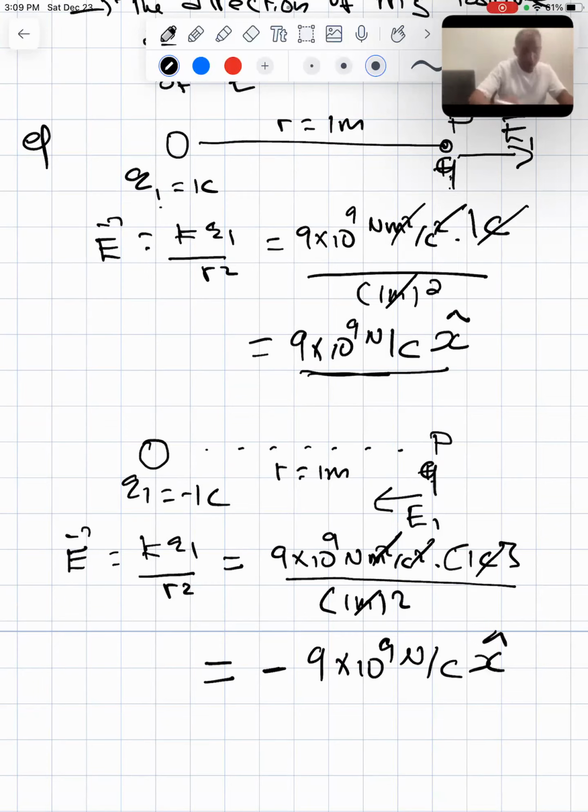because your positive test charge is going to be attracted towards Q1. So the direction of the positive test charge is the direction of the electric field. Done. Okay, so this is how you find the electric field.